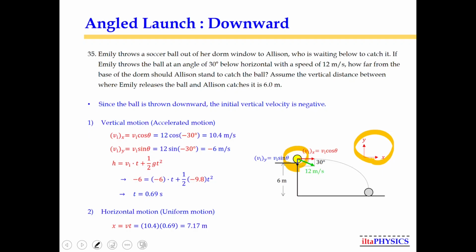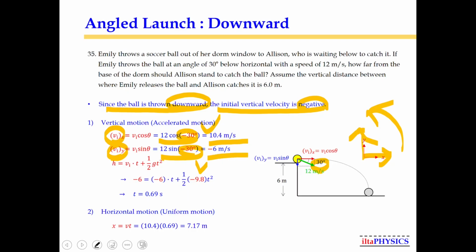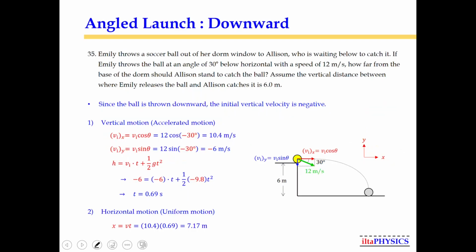Since we are given the magnitude and angle of the initial velocity, let's break it into horizontal and vertical components. Be careful here. The launch angle is -30 degrees. In our coordinate system, counterclockwise is positive, so 30 degrees downward is -30. Therefore, the horizontal initial velocity is 10.4 meters per second, and the vertical initial velocity is -6 meters per second.